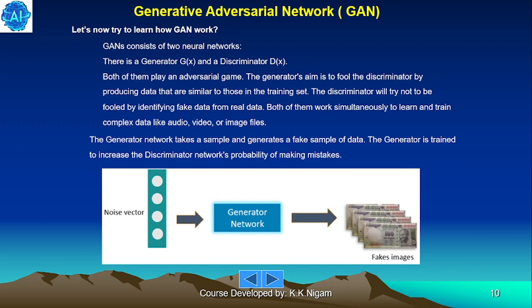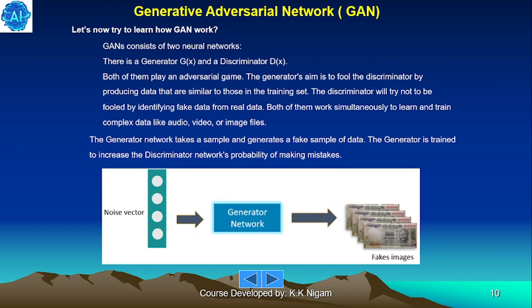GANs consist of two neural networks. There is a generator G and a discriminator D. Both of them play an adversarial game. The generator's aim is to fool the discriminator by producing data that are similar to those in the training set. The discriminator will try not to be fooled by identifying fake data from the real data. Both of them work simultaneously to learn and train on complex data like audio, video or image files.